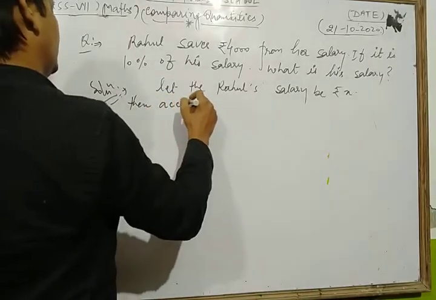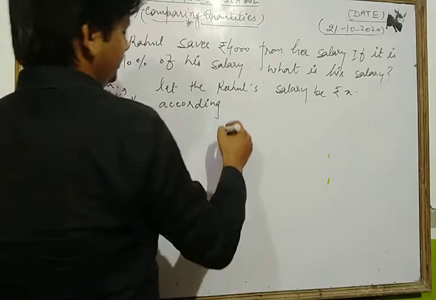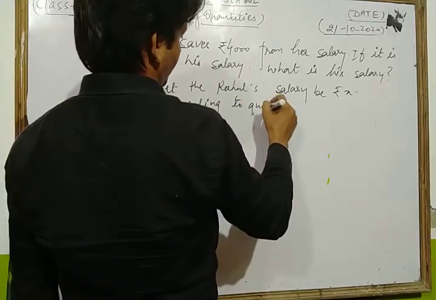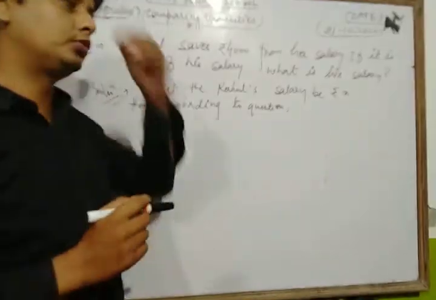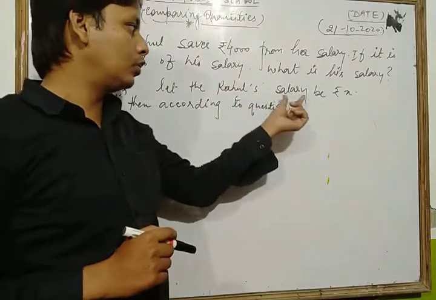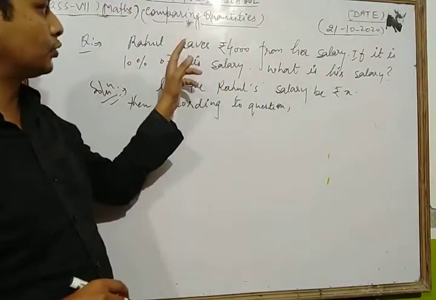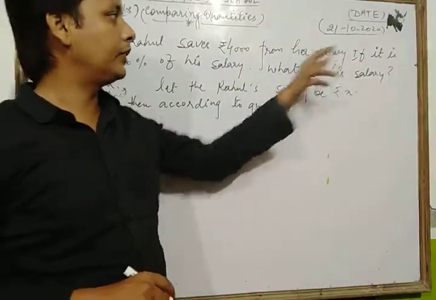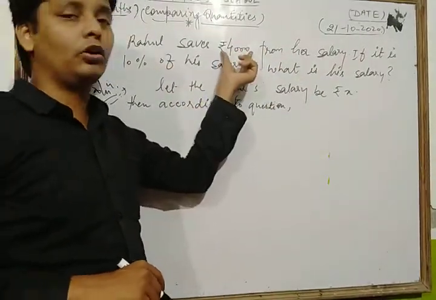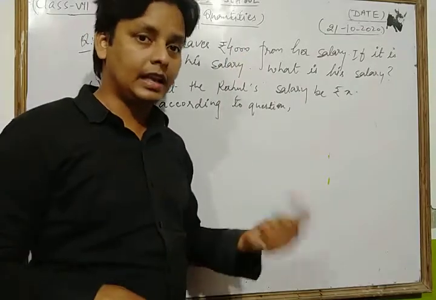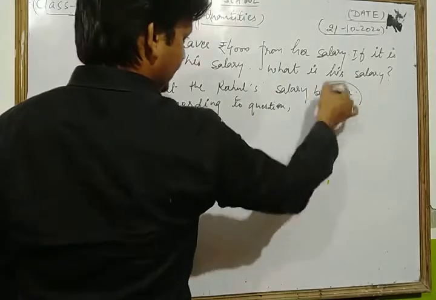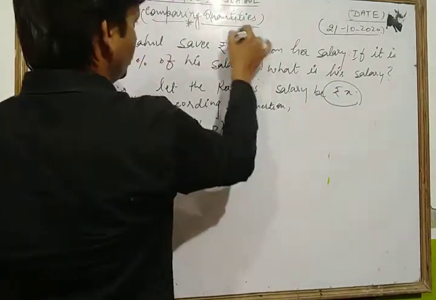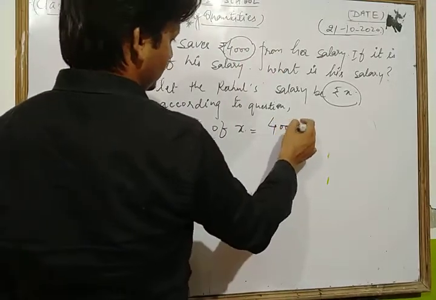Then according to the question, let's see. Rahul saves this from his salary. If it is 10% of his salary, it means this amount is 10% of his salary, which means 10% of his salary X is equal to 4,000.